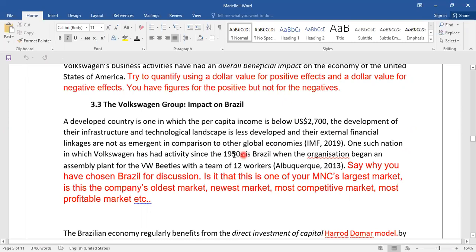Volkswagen has been in Brazil since the 50s, and it's the assembly plant for their Beetle. All of this is fine, but Marielle didn't say why Brazil was chosen. You could say, I'm seeing here that they have been operating since the 50s. So that's almost 5 decades. So you can say Brazil was chosen for discussion because Volkswagen has a history in that country with a presence of over 5 decades and is therefore considered to be one of the company's oldest markets. And as a result has been selected for discussion.